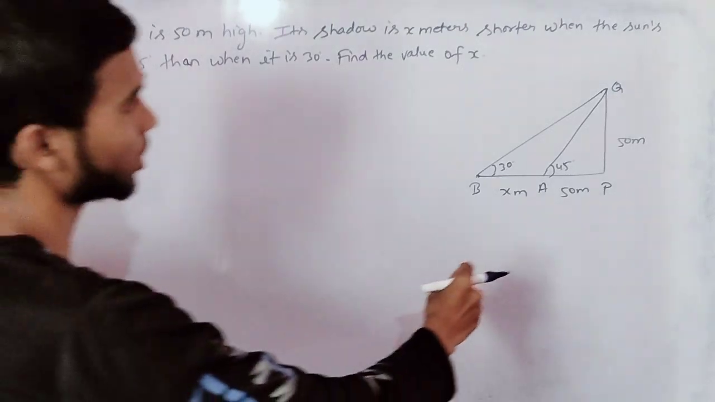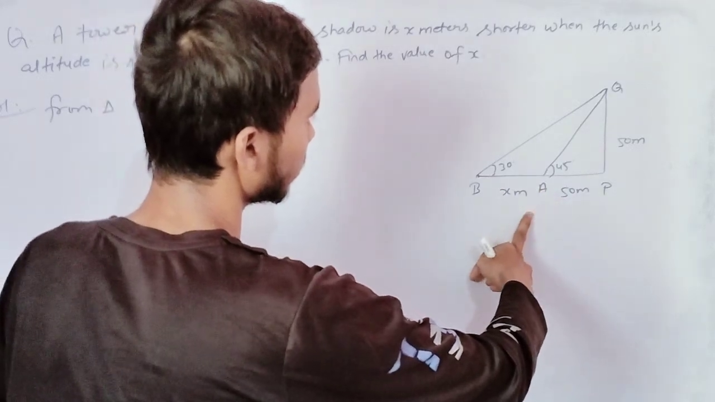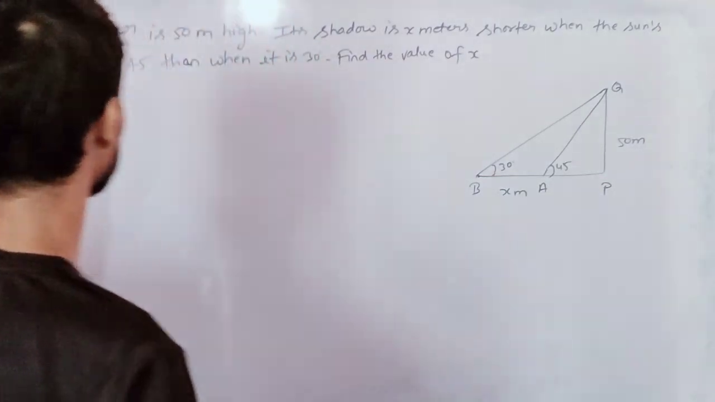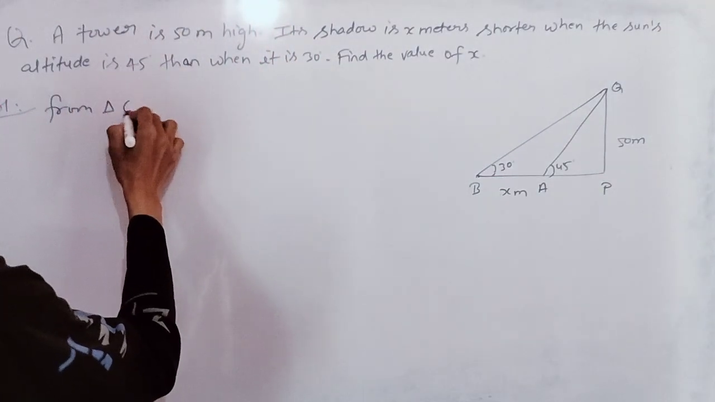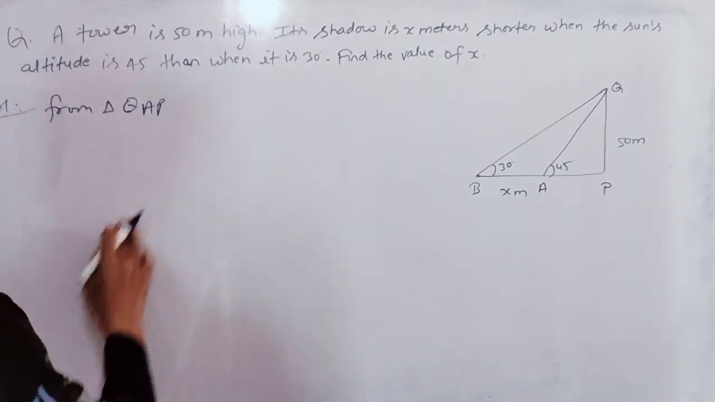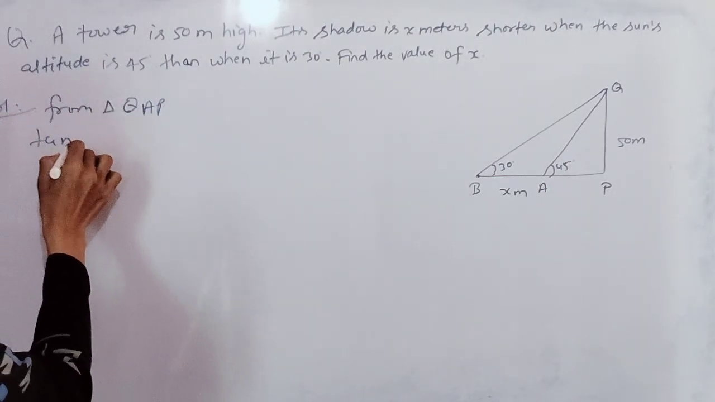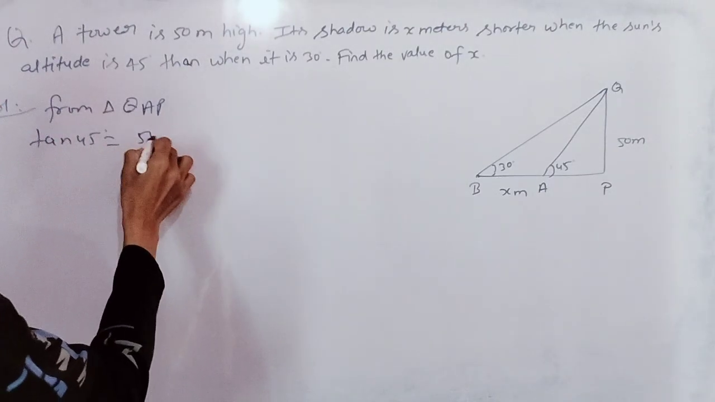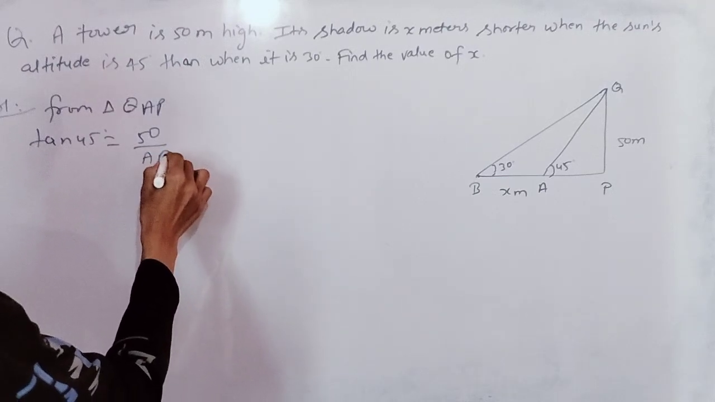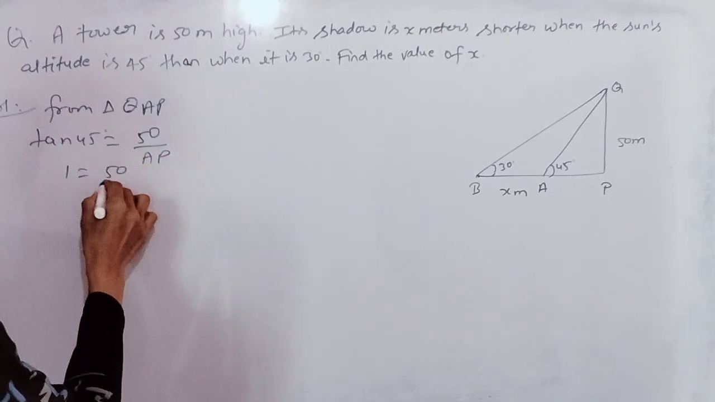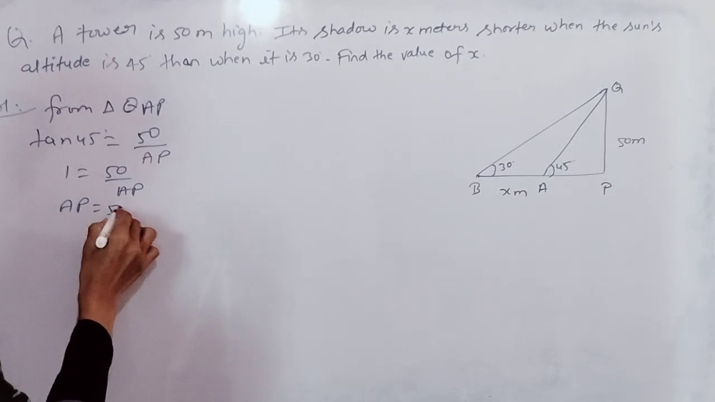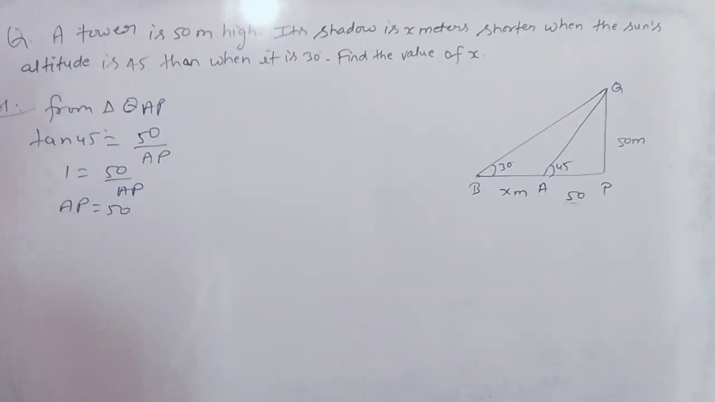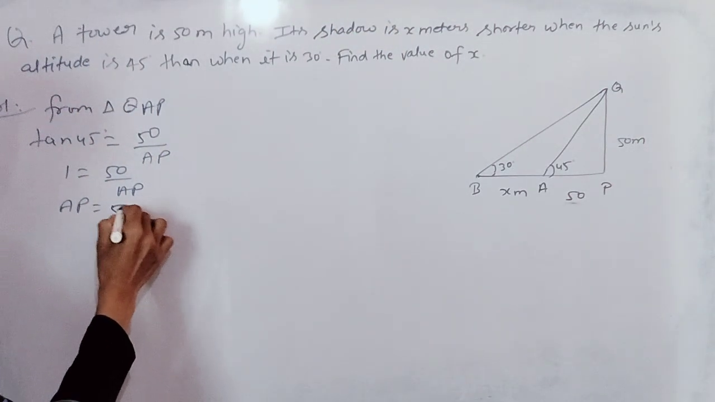Then QAP. Now here tan 45. P is 50, B is nothing, let's say AP. 50 upon AP, so AP is equal to 50. It means this is 50, from A to P. This is how much? 50.